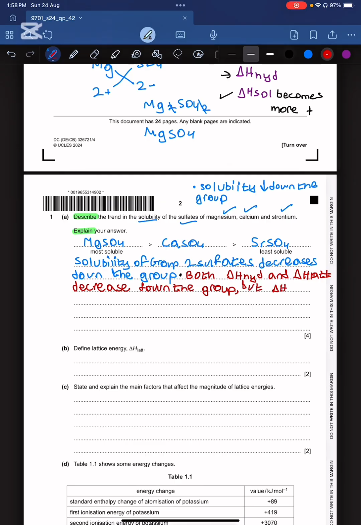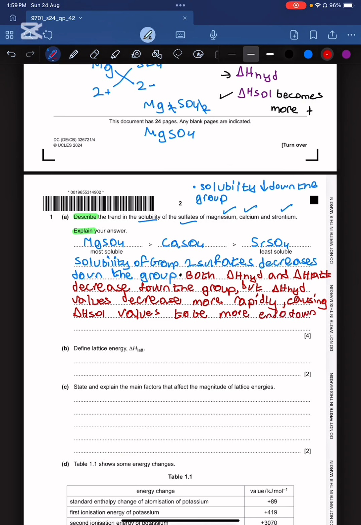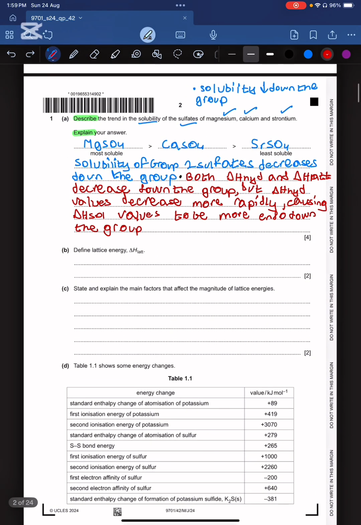But enthalpy change of hydration values decrease more rapidly, causing the enthalpy change of solution values to be more endothermic down the group. Simple as that. 4 out of 4. Now, next question.